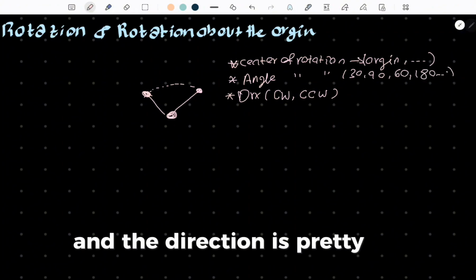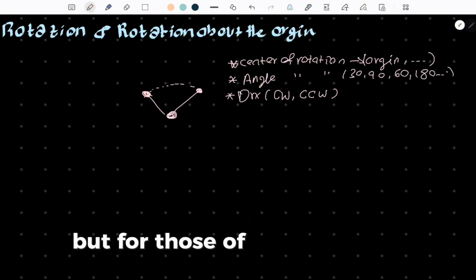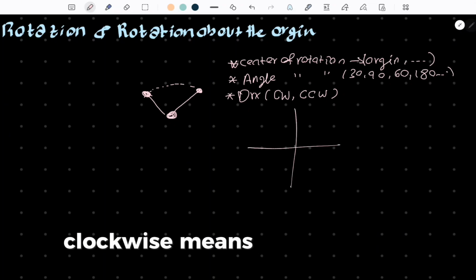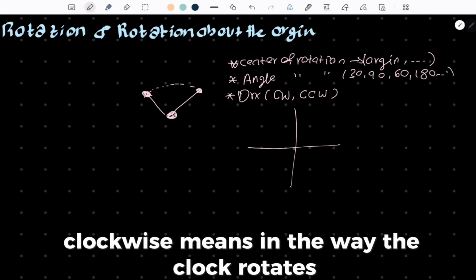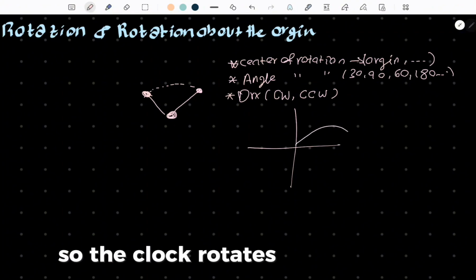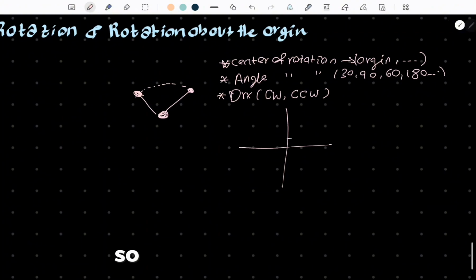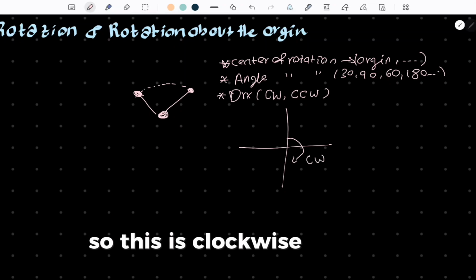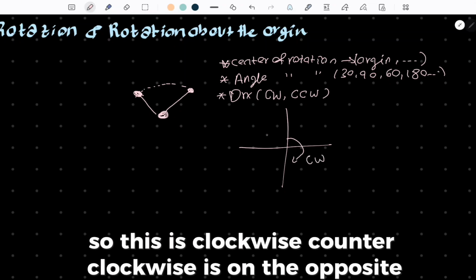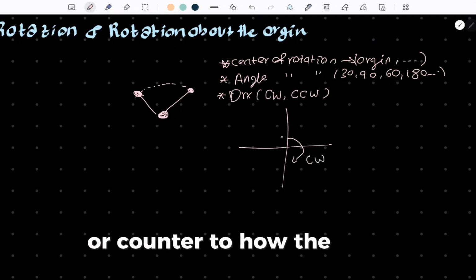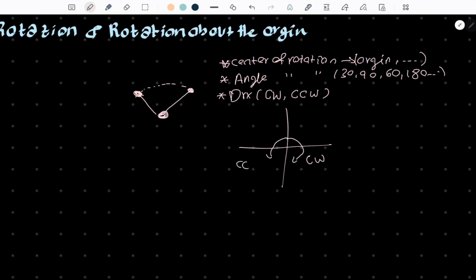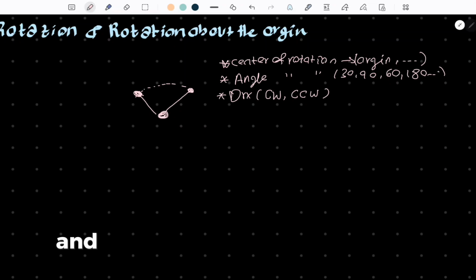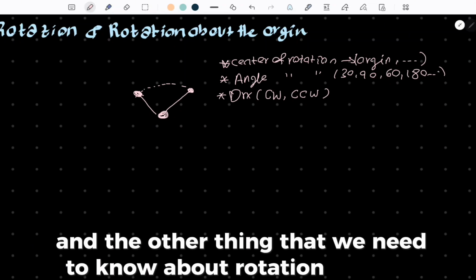The direction is pretty self-explanatory, but for those of you who don't know, clockwise means the way the clock rotates. So the clock rotates like this, right? So it goes like this. This is clockwise. Counterclockwise is the opposite, or counter to how the clock works, which is this way. So this is counterclockwise.